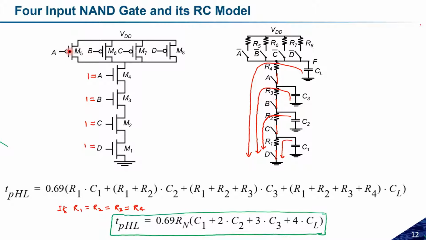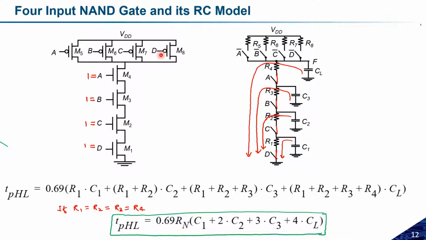So the worst case time constant is equivalent to a single transistor activation. Let me repeat it again. Suppose we have n inputs in the NAND gate. There will be n transistors in parallel. The worst case delay component for TPLH, low to high, because I'm charging through the pull-up network, will be when any one of the transistors is activated. The time constant will be reduced if I keep on increasing the transistors in parallel, so the worst case is always equivalent to one transistor.